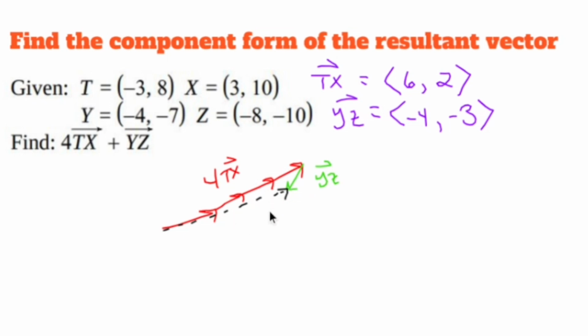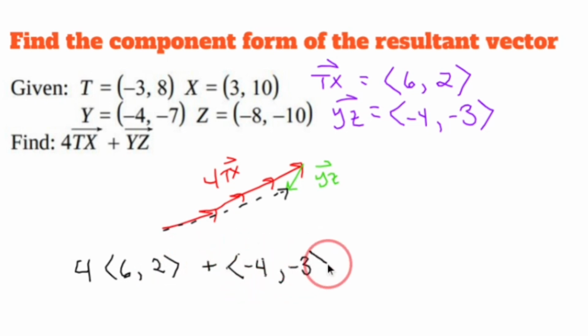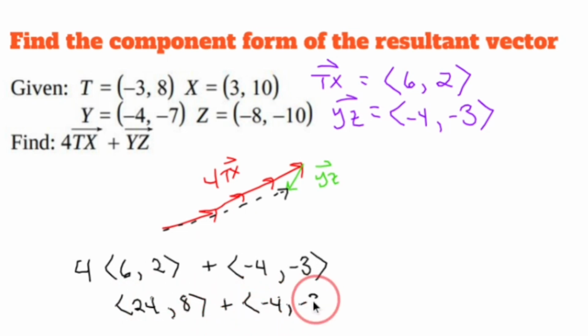Okay, what's this going to be? Well, what you do is you take 4, you multiply TX to it in component form, which is 6, 2, and then you add YZ to it. 4 times 6, 2 is going to be 24, 8, plus -4, -3, ends up being 20 and 5.